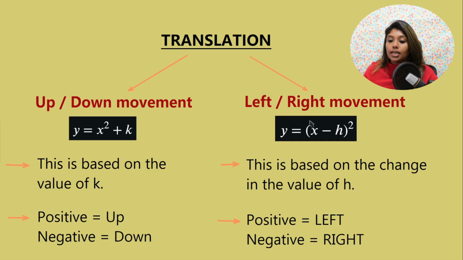The same thing applies for left or right. It's just that as you add a positive value to h, you get the parabola moving to the left. If you give a negative value to the h, you get the parabola moving towards the right side. So the only thing here is the movement is the opposite way compared to the up and down movement. Up and down is usually positive for up, negative for down. But here positive is towards the left side, negative will be towards the right side.